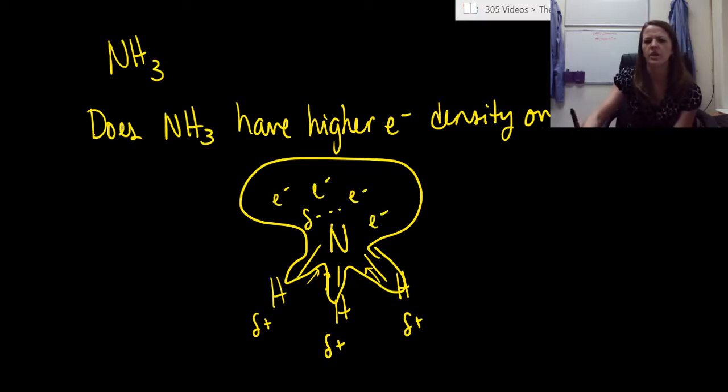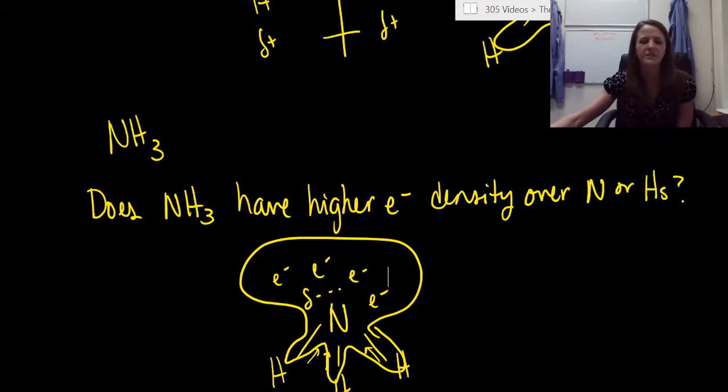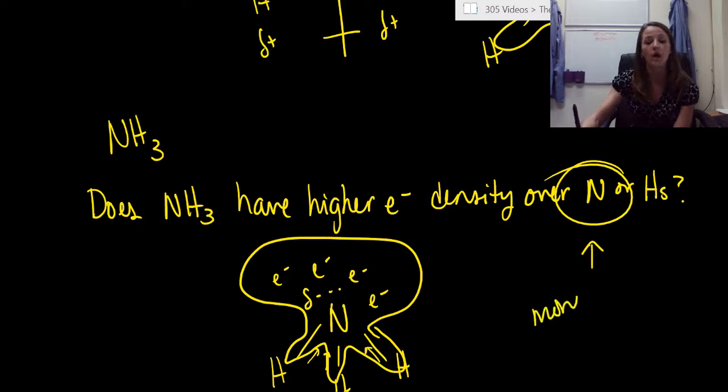So to answer the question, does ammonia have higher electron density over the nitrogen or the hydrogen? It is 100% over the nitrogen because it is more electronegative than hydrogen. Okay, that's the big, big part.